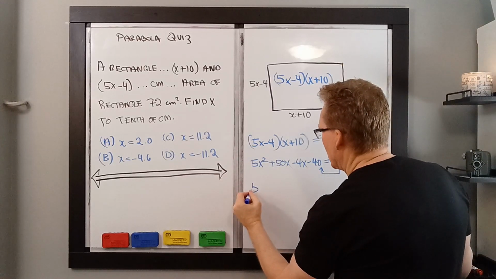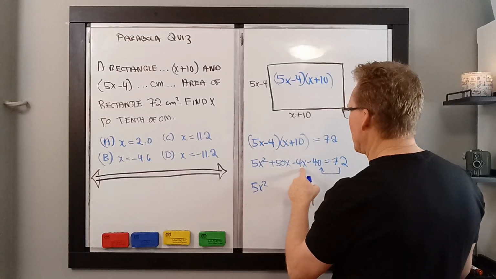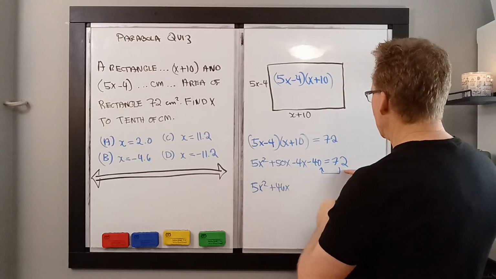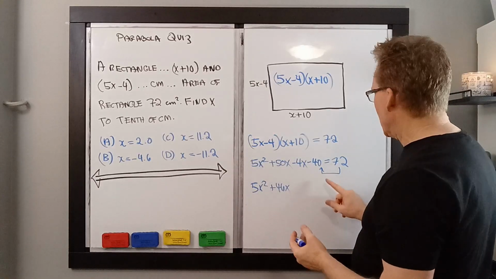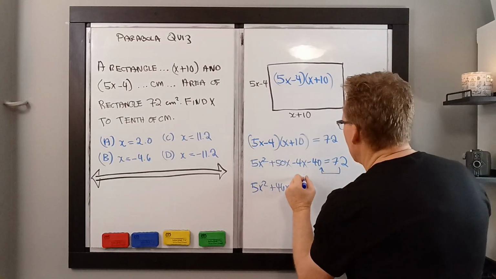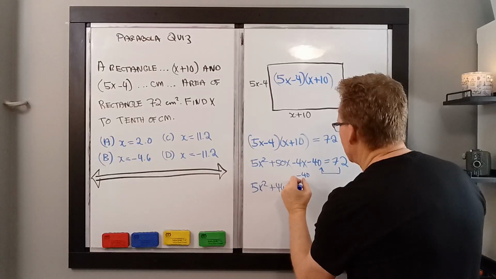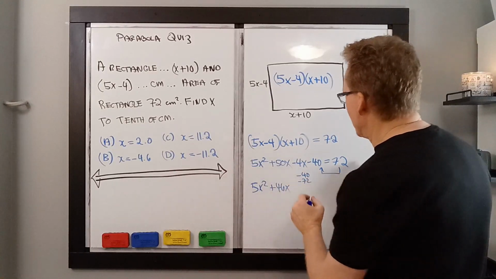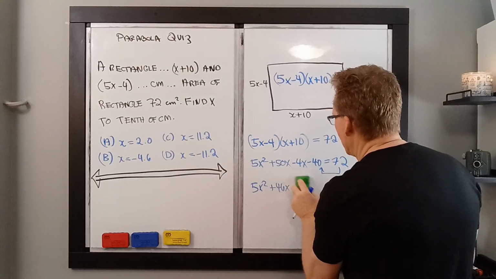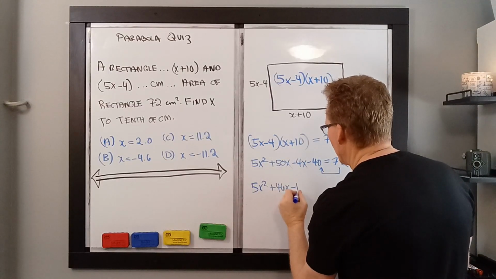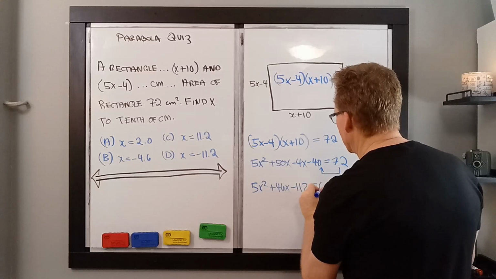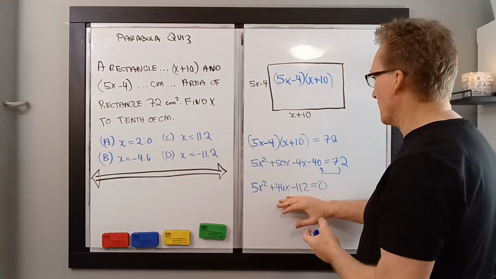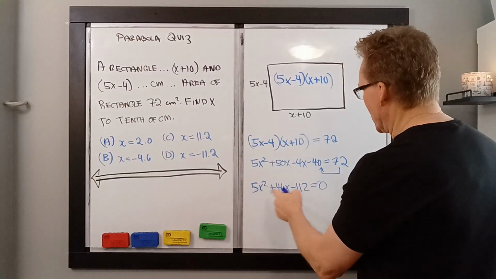So to do that, I'm going to have 5x squared. This one combines with this one to give me plus 46x. And then I'll take 72, and it's going to become negative because it's on this side. So it's going to be negative 40 added to negative 72. Well, 30 plus 70 is 100, so we're going to have 12 more, so it's minus 112. And that's all equal to 0, which is really nice now, because now we have it in the basic quadratic form.